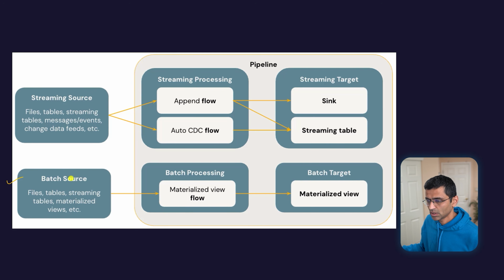Okay, the second one. So your batch source was S3, the S3 bucket, basically ct.csv. Then we wrote that Python function, which was a materialized view flow, and the data went into the materialized view, which was our city table. Streaming use case is something that we'll cover later on. Here you can have append flow or auto CDC flow, and you can have a sync or a streaming table as your stream target.